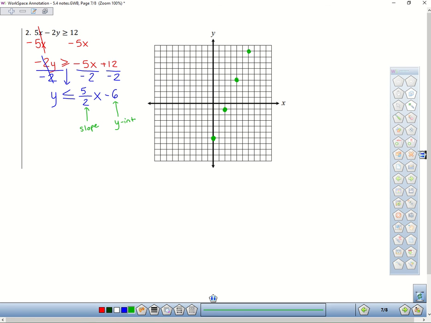When it comes to this line, is this line going to be solid or dashed? Solid. Good. Does everybody see why this line is solid? It has the equal sign underneath. You guys have to know when it's dashed or solid. That's going to be on the quiz, okay?